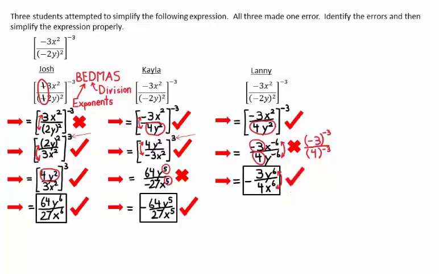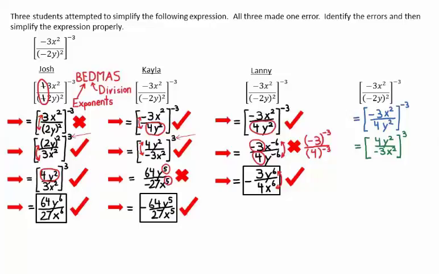Now, to simplify the expression properly. The first step was done correctly by both Kayla and Lanny. The negative 2y squared has to be 4y squared. The negative 2 and the y must be squared. For the next step, we have to remove the negative from the exponent, change it from negative 3 to positive 3. In doing this, we have to take the reciprocal of what's inside the brackets.